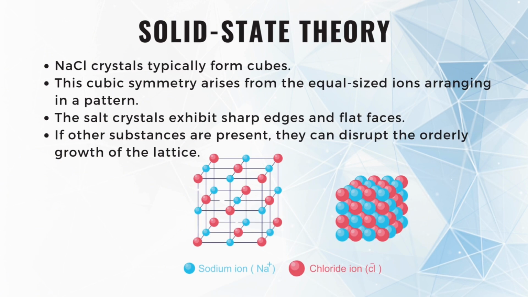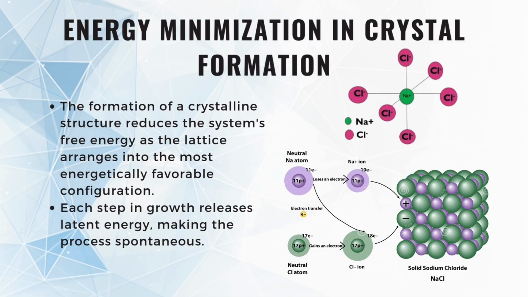Crystallization occurs because the system tries to minimize its energy. The formation of a crystalline structure reduces the system's free energy as the lattice arranges into the most energetically favorable configuration. Each step in growth releases latent energy, making the process spontaneous.